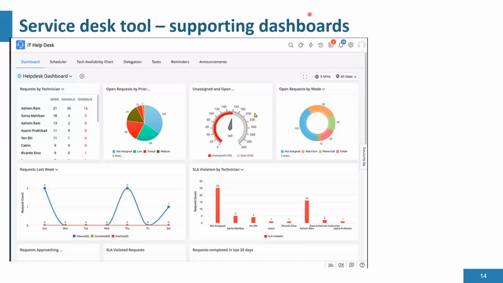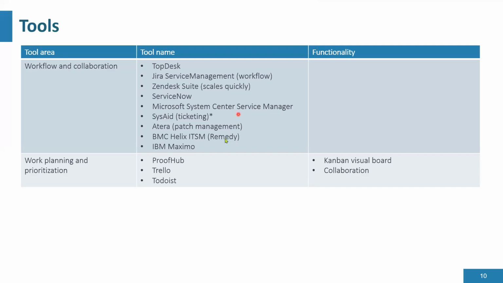And while in the market there are many tools available, just as examples, we have listed some tools here. You may be using any of these, or maybe you have a totally different tool set that you're using. So for example, for workflow and collaboration, we have several tools available as shown here in the market. And for work planning and prioritization, we have another set of tools which can allow creating a list of activities or creating a Kanban visual board or so on.